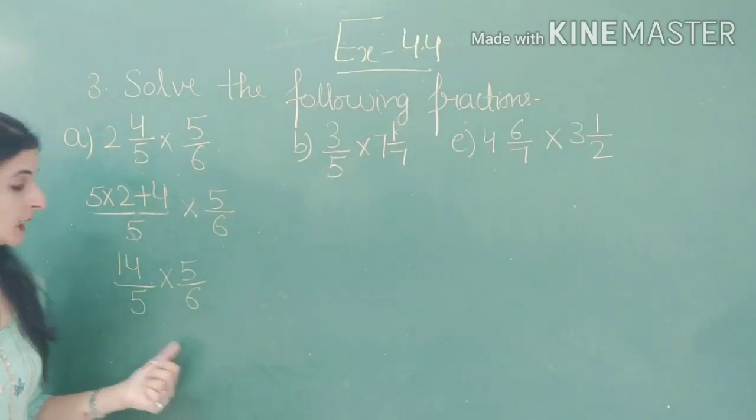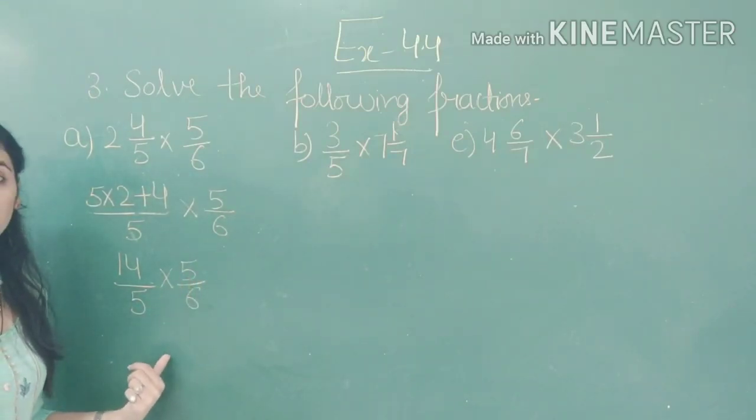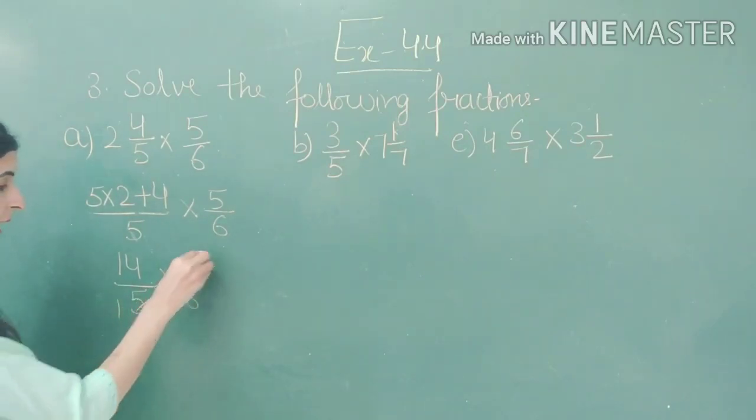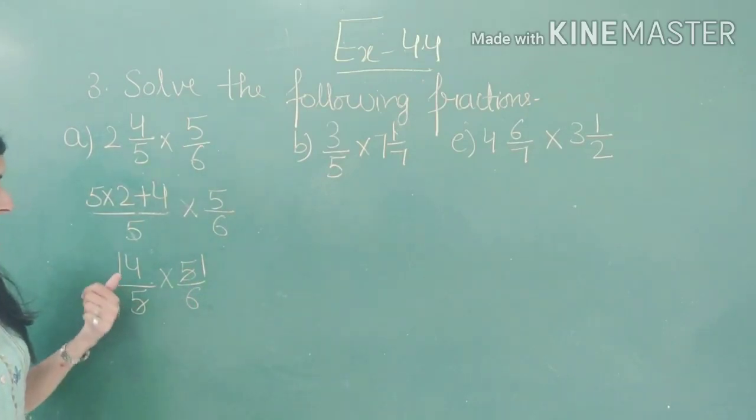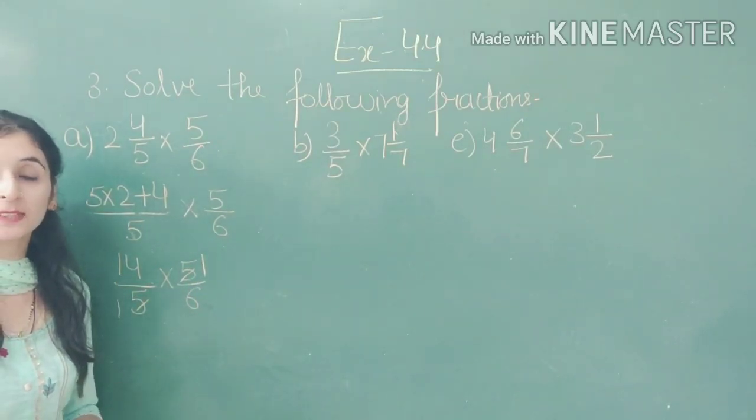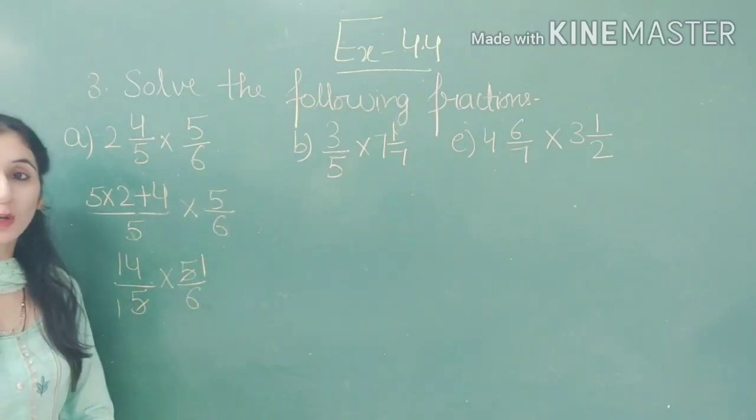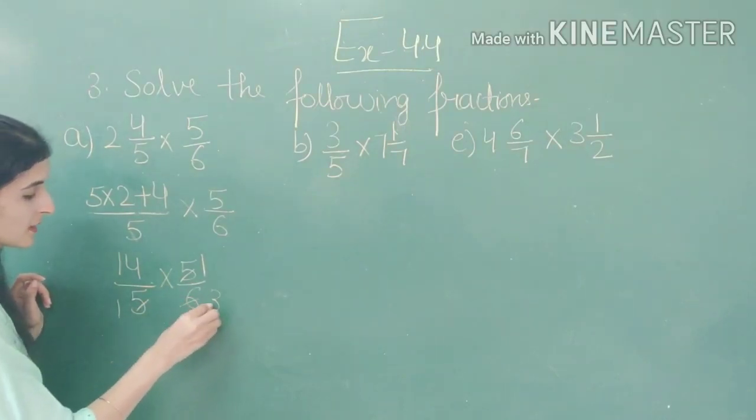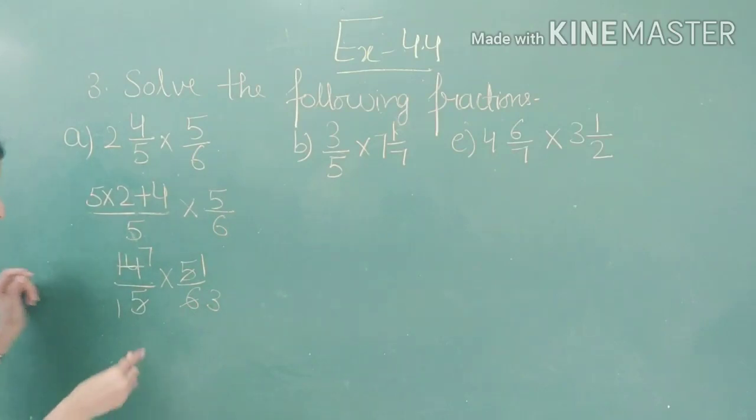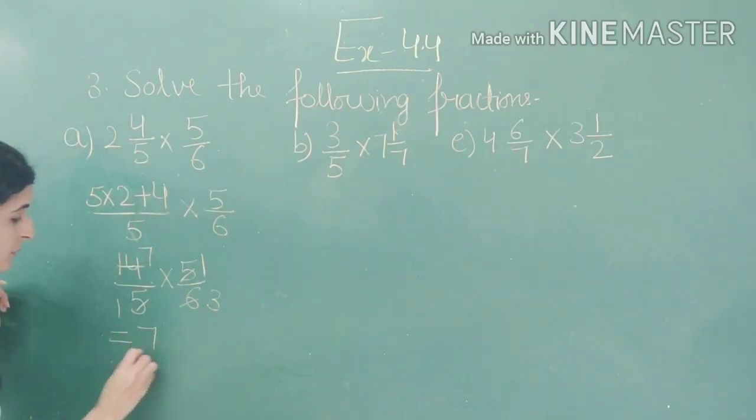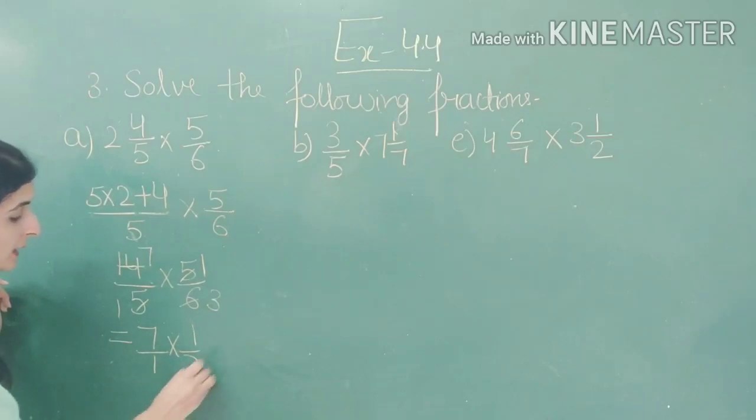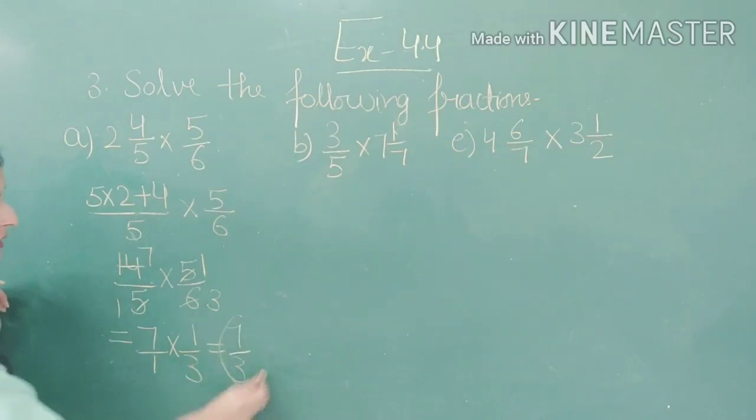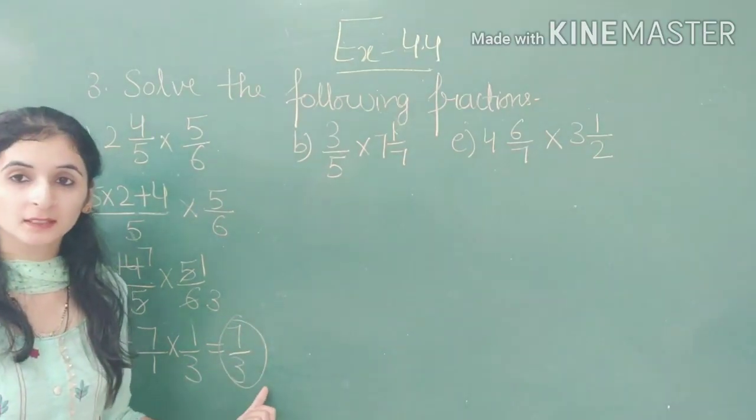Now as we all can see that this 5 and this 5 both are divisible by 5. So we can cut them, we can divide them by 5. 5 ones are 5 and 5 ones are 5. After that this 14 and 6 both are divisible by 2. 14 and 6 have common factor 2. So we can divide this 14 and 6 by 2. 2 3s are 6 and 2 7s are 14. Now the remaining portion we have is 7 by 1 multiplied by 1 by 3, which is equal to 7 ones are 7 and 3 ones are 3. So the answer is 7 by 3.